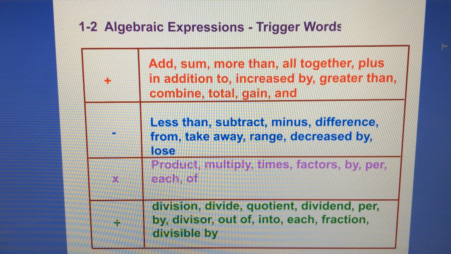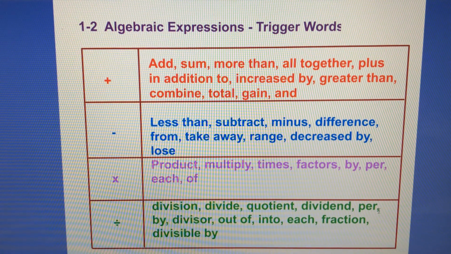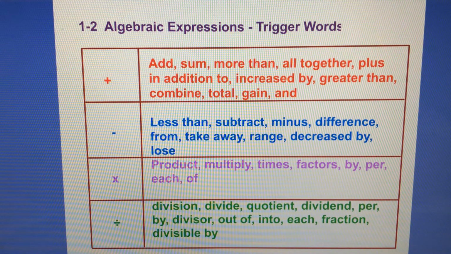Subtraction, less than, subtract, minus, difference, multiplication, product, multiply. Now that word per can be deceiving because per can also mean division. So be careful. When you're reading a word problem, you need to understand which operation you're using. But let's also remember that multiplication and division are related to each other. They're inverse operations. Same way addition and subtraction are inverse operations.